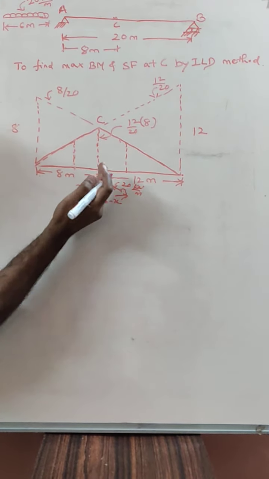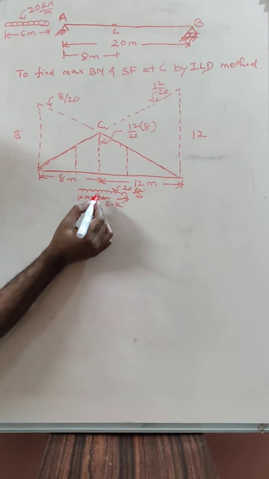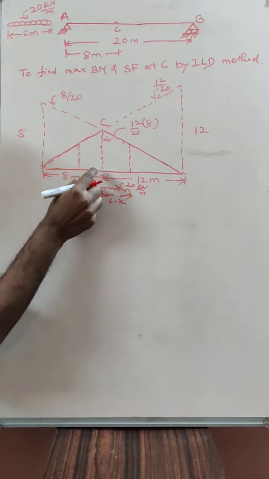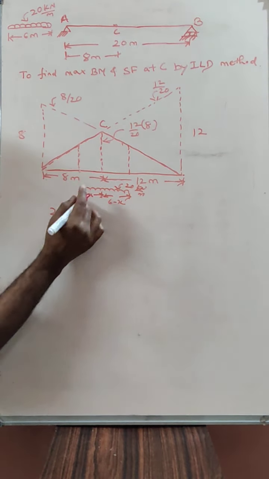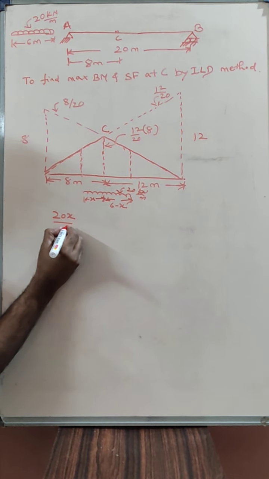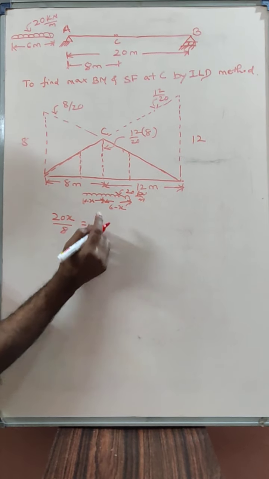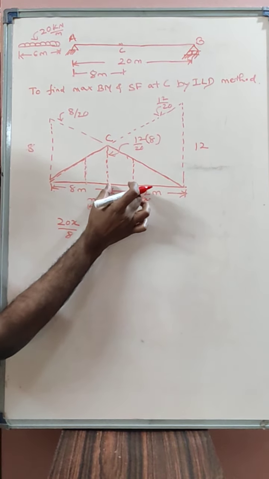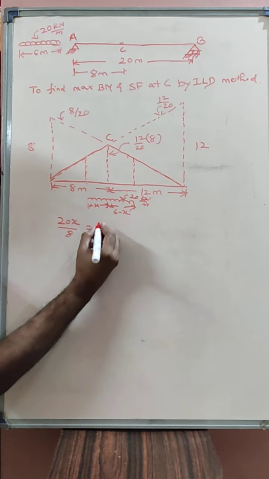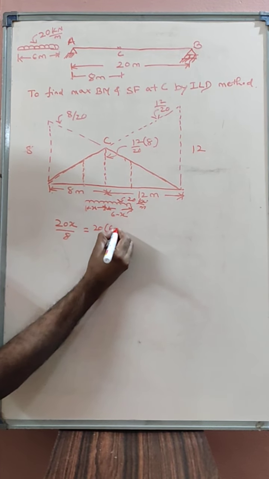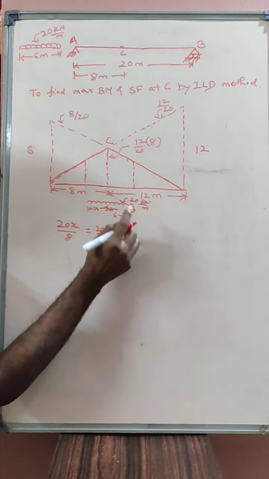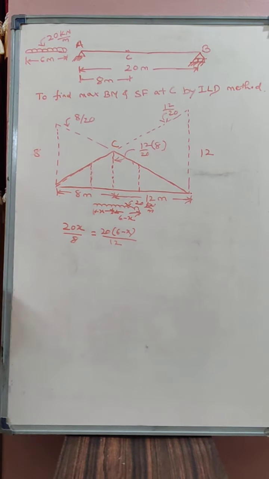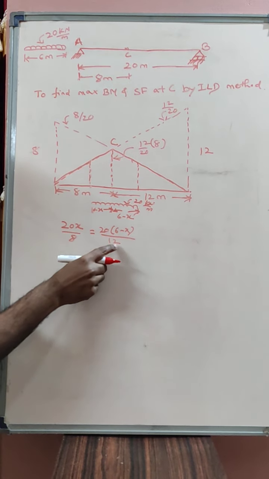What is the total load on the left of the section C? The total load is 20 into X, which is spread for 8 meters. So intensity is 20 into X upon 8, which is equal to the intensity on the right side. What is the total load on the right side? 20 into the remaining length, that is 20 into 6 minus X, which is spread over a distance of 12 meters, that means divided by 12. So 20 into X upon 8 is equal to 20 into 6 minus X upon 12.